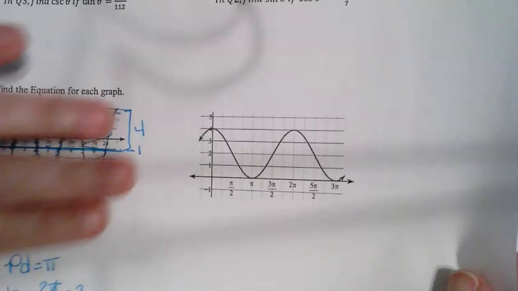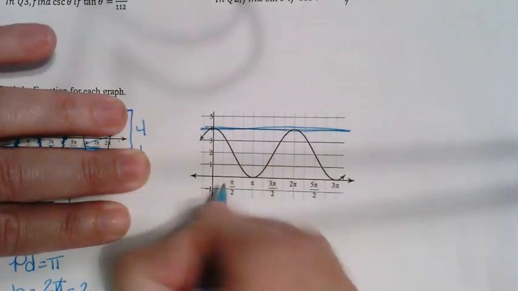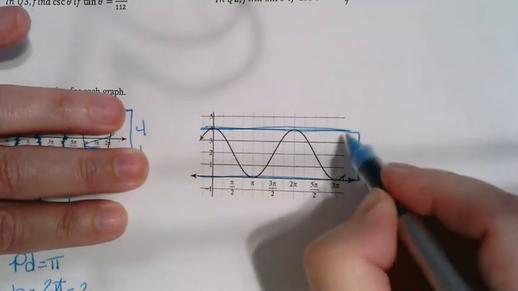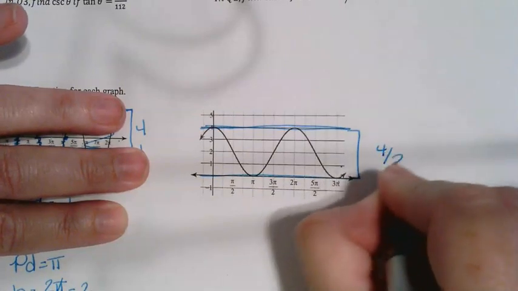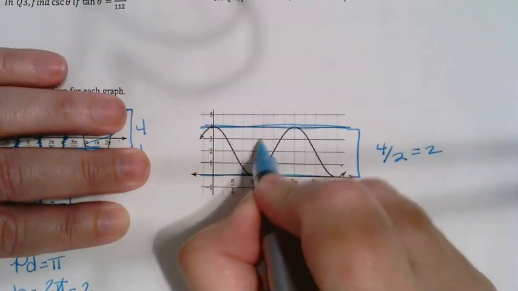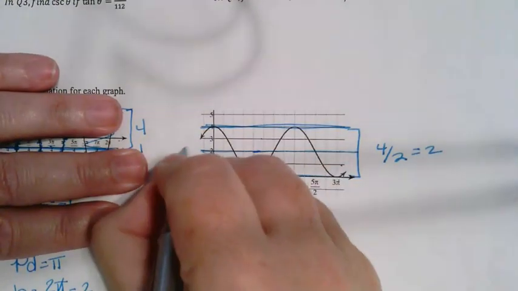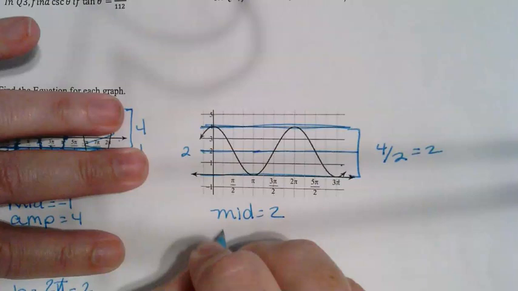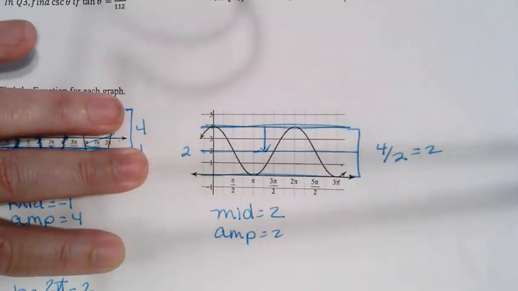So we're going to repeat here. Draw a line across the top and across the bottom. We're going to count from here to here. So 1, 2, 3, 4. Divide that by 2 and we get 2. 1, 2. So my midline's at 2. And my amplitude is at 2. Right from here to here.